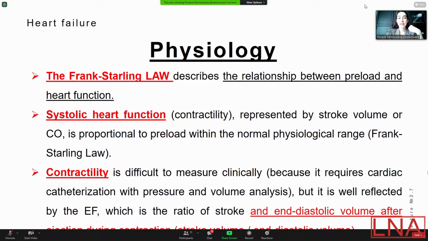Contractility is difficult to measure clinically because it requires cardiac catheterization with pressure and volume analysis, but it's well reflected by the ejection fraction, which we can determine during echocardiogram. It is the ratio between stroke volume and end-diastolic volume. It's the main measure to assess the contractility function of the myocardium.